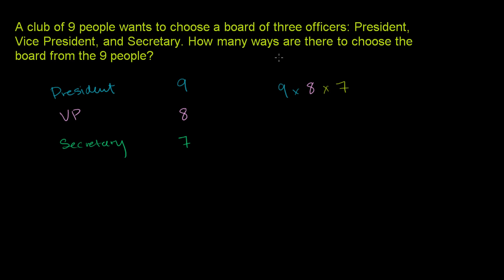And that is, let's see, 9 times 8 is 72. 72 times 7: 2 times 7 is 14, 7 times 7 is 49, plus 1 is 50. So 504. 504 possible ways to pick your board out of a club of only 9 people.